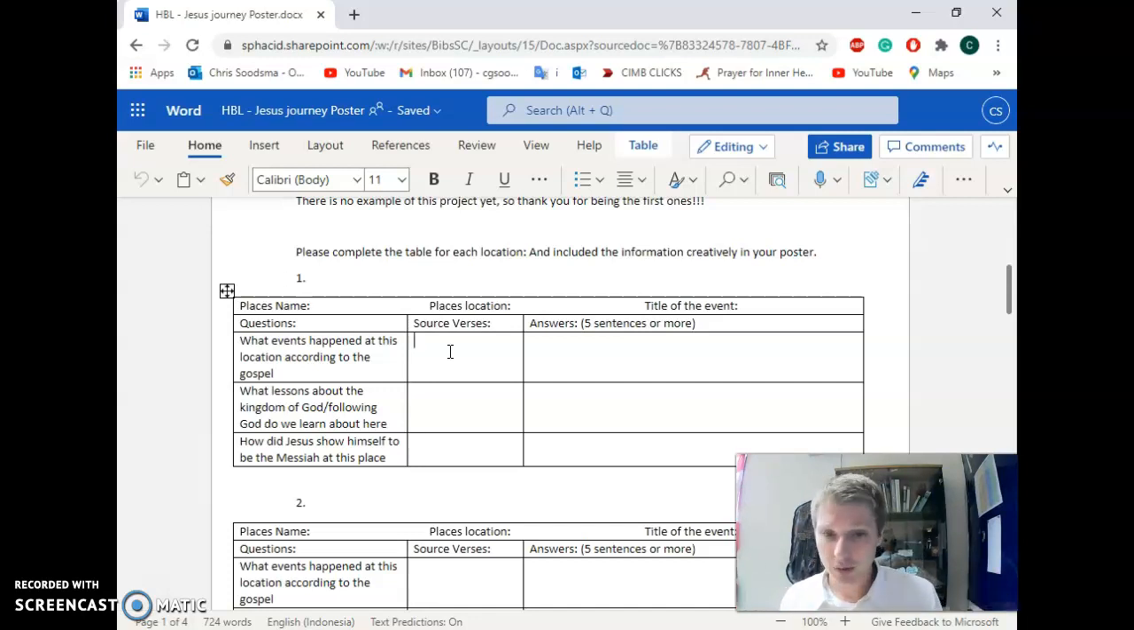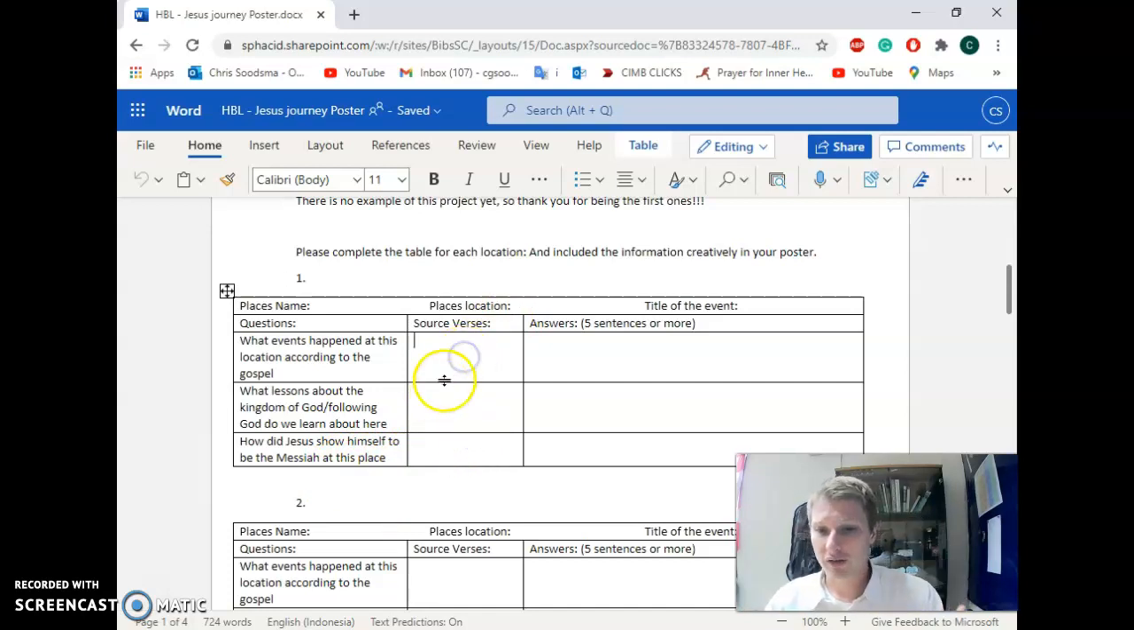What lessons about the kingdom of God or following God did we learn here? What was he teaching on? Was he teaching on sin? Was he teaching on God's faithfulness, right? What was the teaching on? Why was he there? What did we learn about the kingdom of God when Jesus was baptized, right? Or when he died on the cross? And then how did Jesus show himself to be the Messiah at this place?